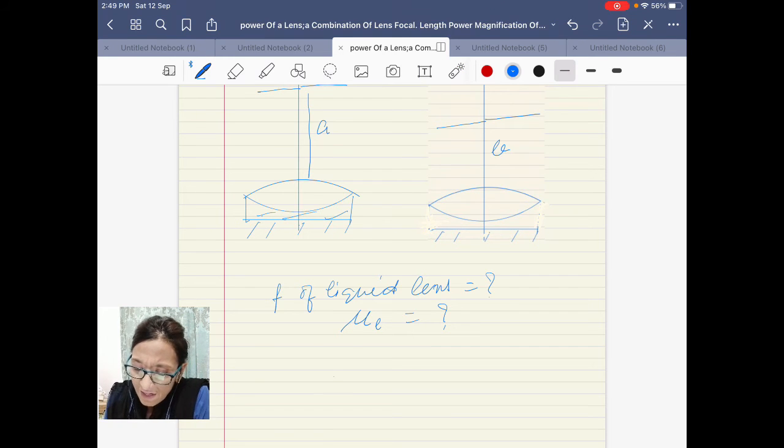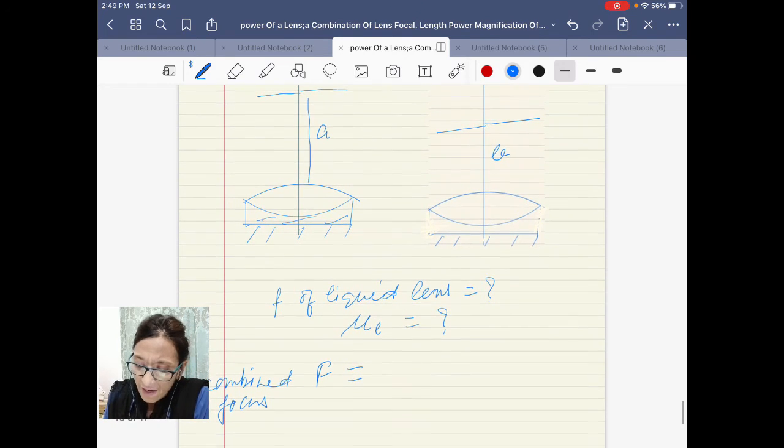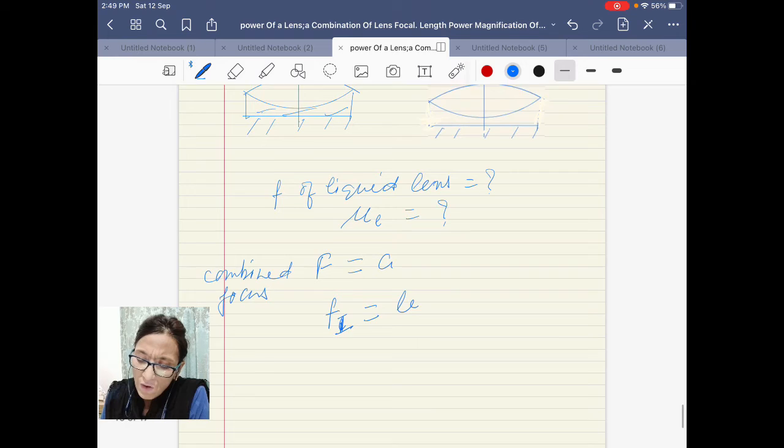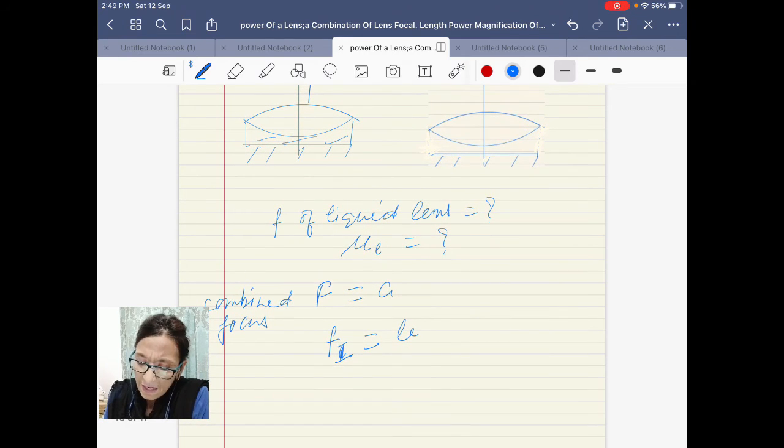So you can say that a focus F1, better I should write combined focus. Combined focus is given as A, and when liquid is removed, now you have only the convex lens, therefore the focus of the lens is F1. F1 is given as B. Now you have to find the focus of the liquid.